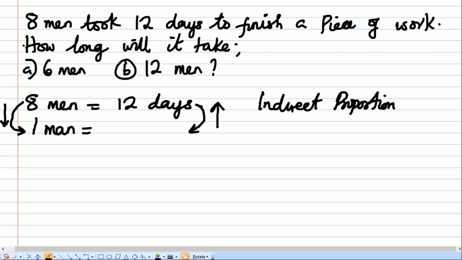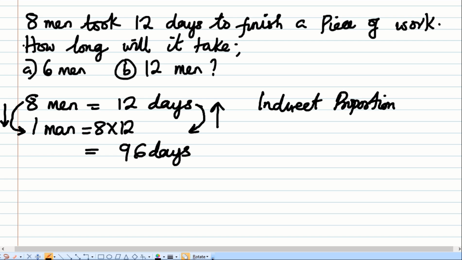So if you understand this, then we can go ahead solving. So we know that the number of days should be more. That's what I'm going to multiply. When the days should be more, we should multiply. So we're going to have 8 times 12, and that will be equal to, 8 times 2 is 16, carry 1, 8 times 1 is 8 plus 1 is 9, that's 96. So it's going to take 96 days for 1 man.